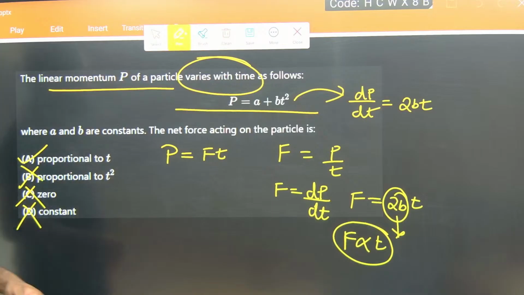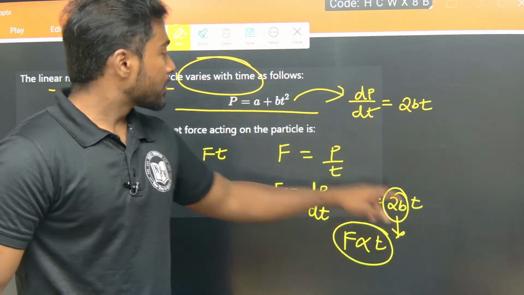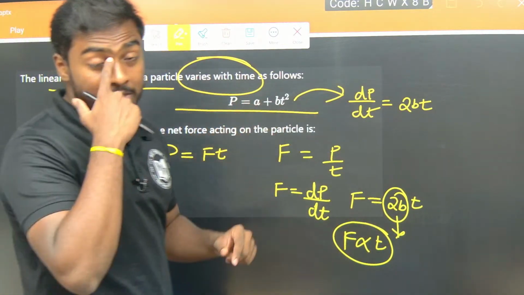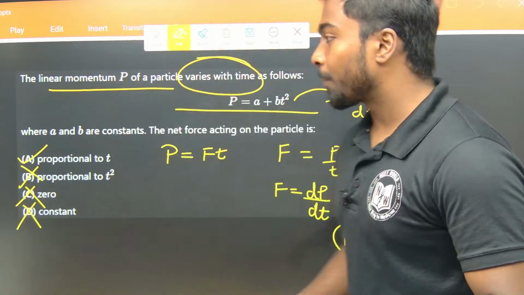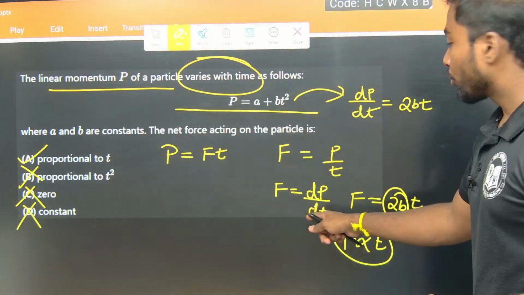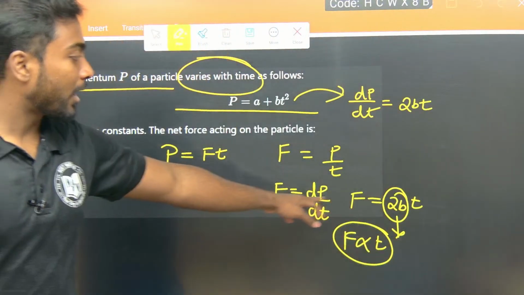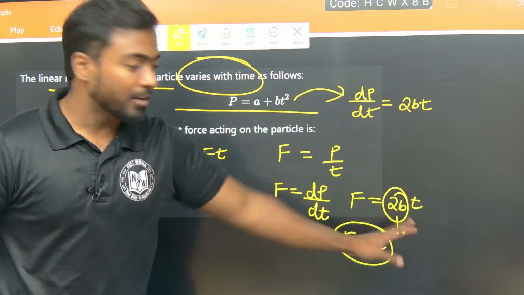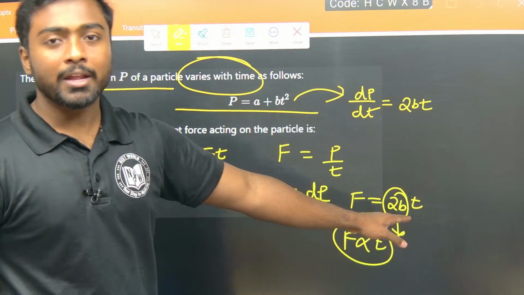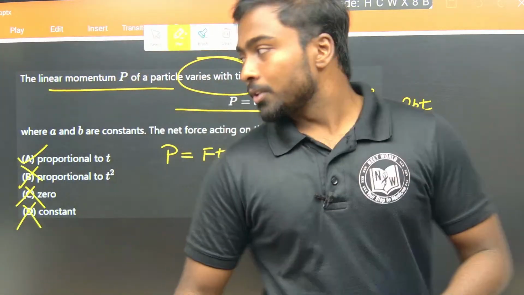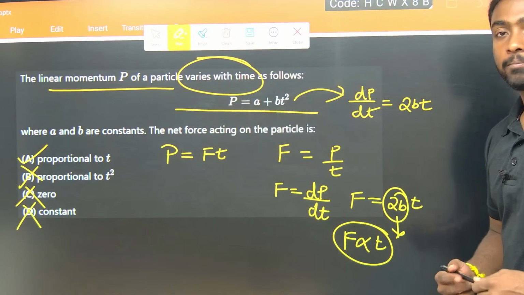Option A is the correct answer, proportional to T. So the thing is here, the momentum equation is given. I need to differentiate with respect to time, and then I need to substitute the value F equals dP by dt in this equation. I need to take the constant, keep it as it is, and whatever is there I need to take it proportional. So I will get the answer for this question.